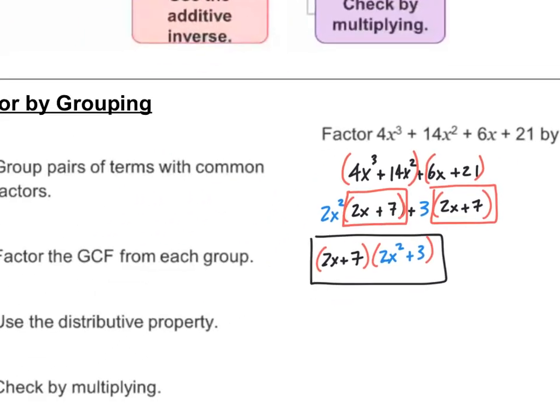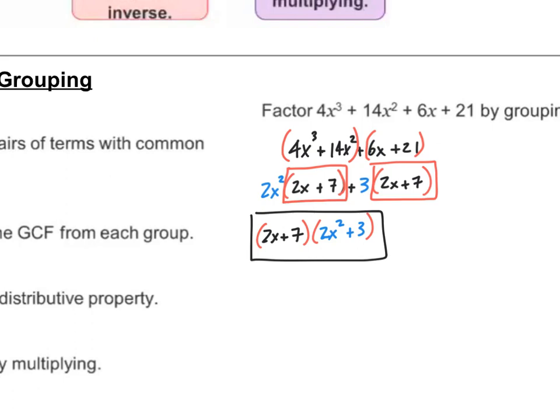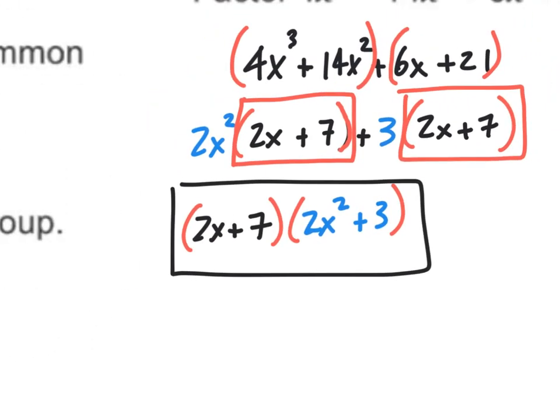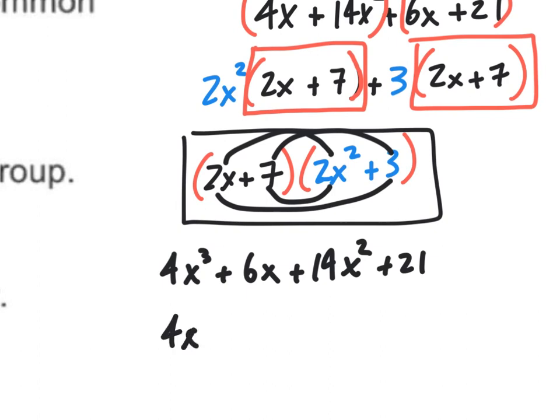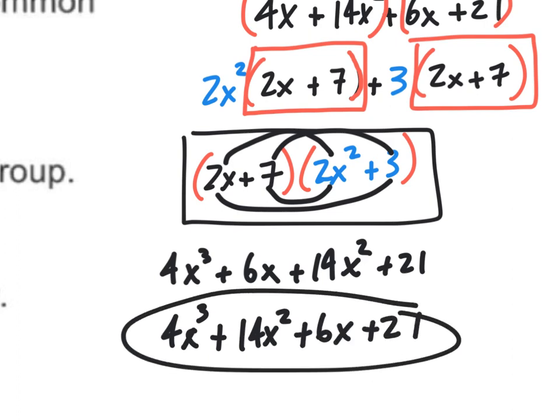And we can obviously check by multiplying. If I wanted to multiply this out, I would use FOIL. 2x times 2x squared gives me 4x cubed. 2x times 3 gives plus 6x. 7 times 2x squared gives positive 14x squared. And 7 times 3 gives me 21. This isn't in descending order, so I should put 4x cubed plus 14x squared plus 6x plus 21, and that's what we started with. That's the idea.